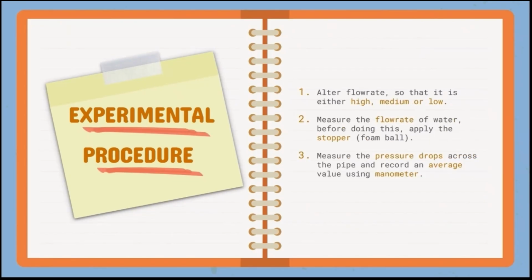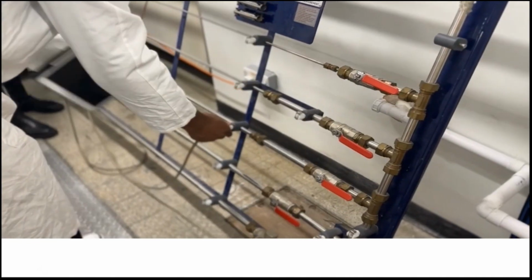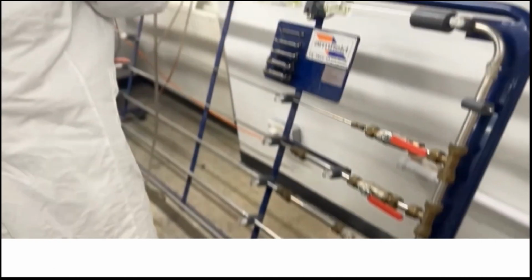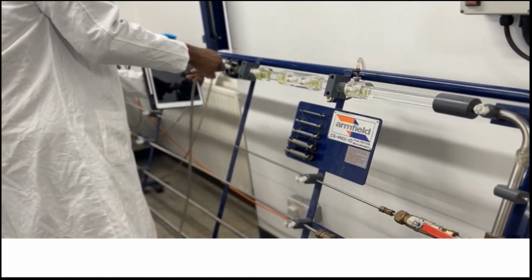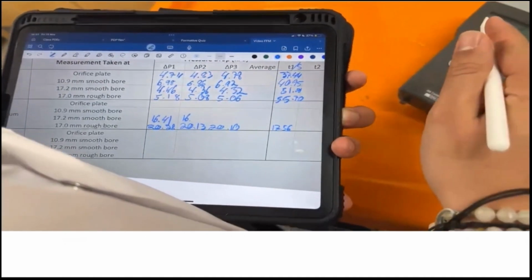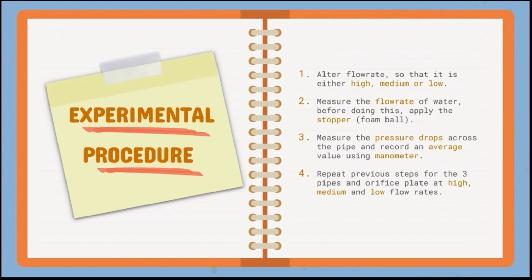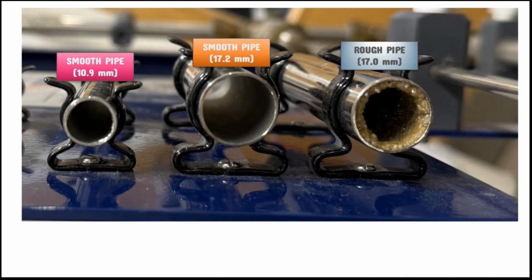For the third step, measure the pressure drops across a pipe and record an average value using a digital manometer. First, we need to make sure that only the pipe being measured is open and the rest are closed, and then we'll use the tubes connected to the manometer and connect them to the pipe being measured. And we will turn the digital manometer on and finally record the pressure drops shown by the digital manometer, and an average will be taken as the value will be fluctuating. Finally, repeat the previous steps for the 3 pipes at high, medium and low flow rates.